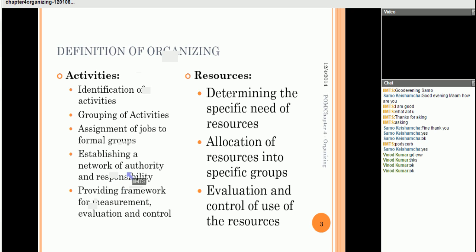So it helps in establishing the network of authority and responsibility. It means we have to decide who is going to report to whom. That all will be done under this activity area.